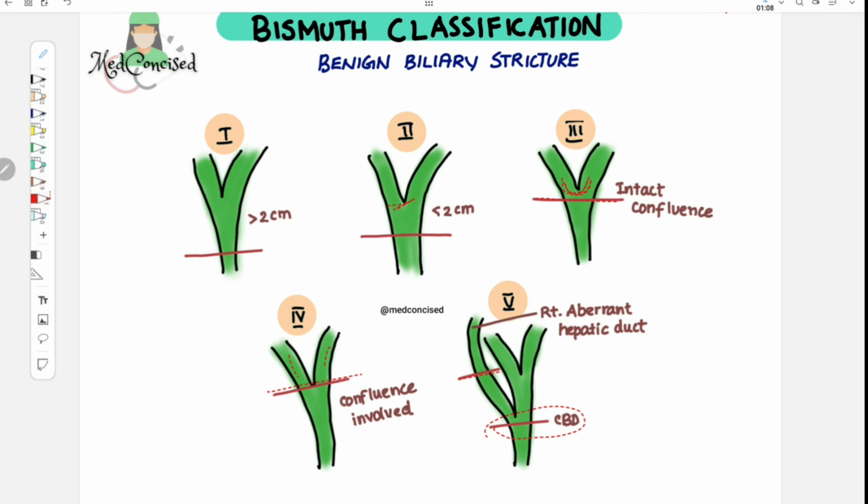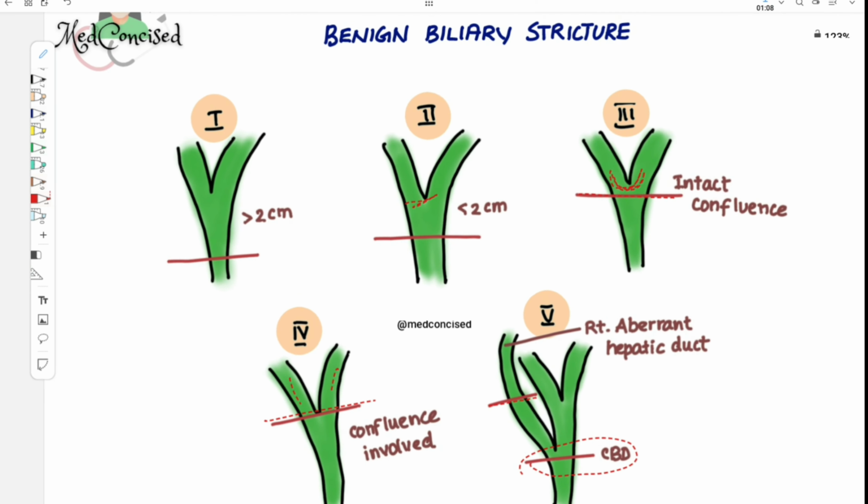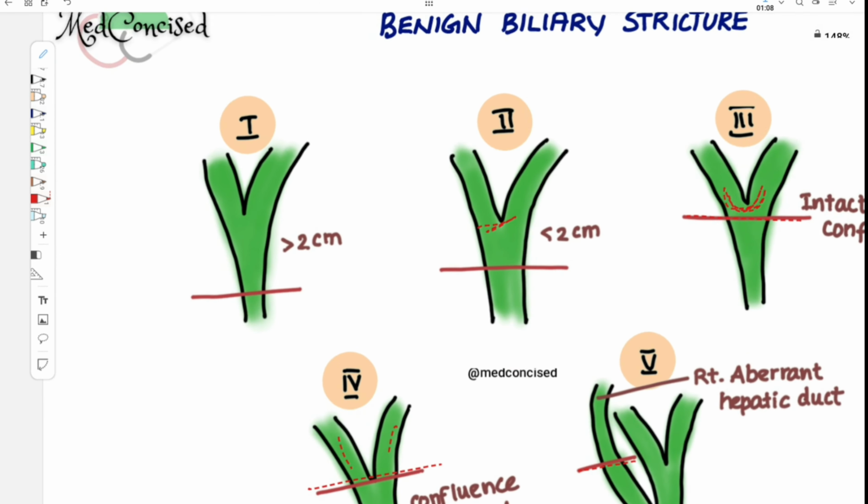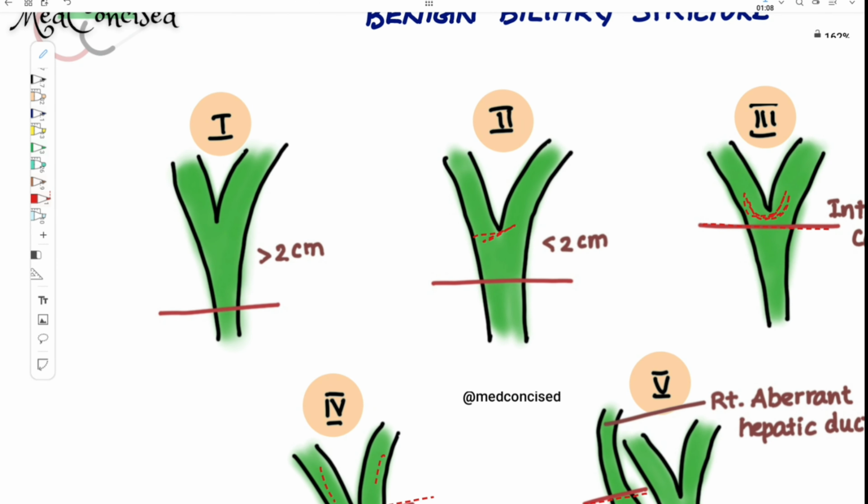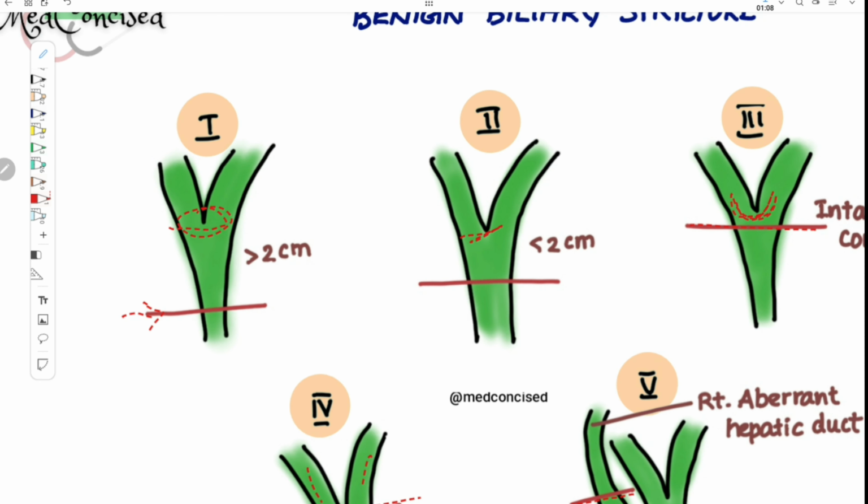Next is the Bismuth classification of the benign biliary stricture. It's very easy to remember. This is the easiest to remember of all the classifications. First one, there is a stricture. I'm showing the level of stricture by this line. The stricture is present more than 2 cm from the confluence. This is the confluence, no? The stricture is present more than 2 cm from the confluence.